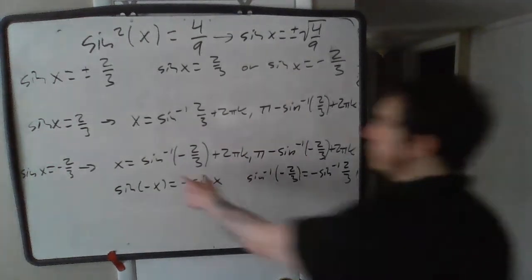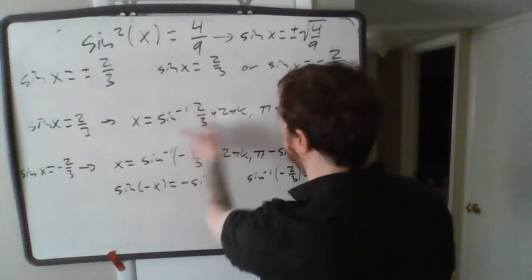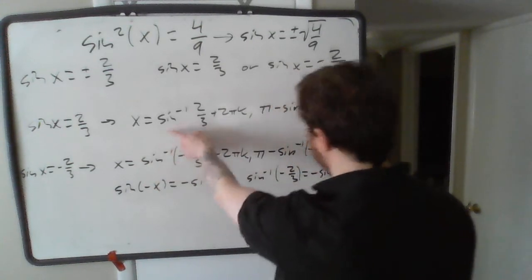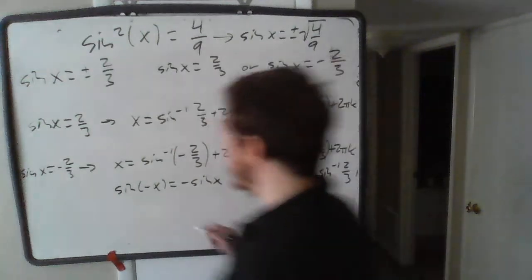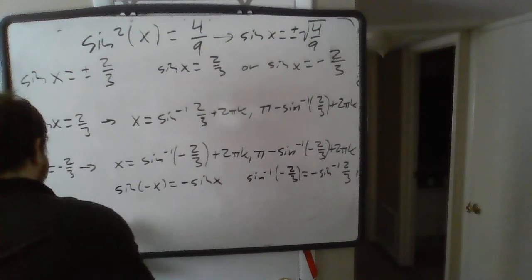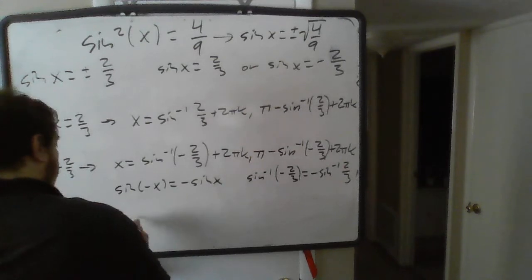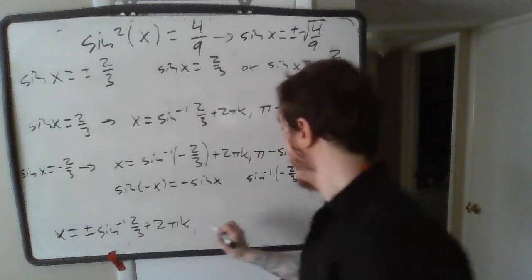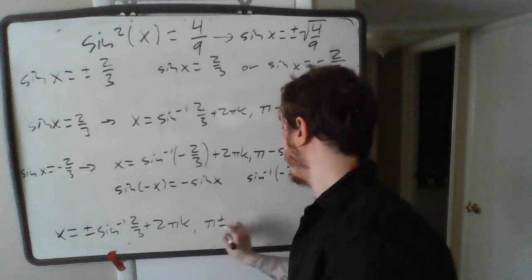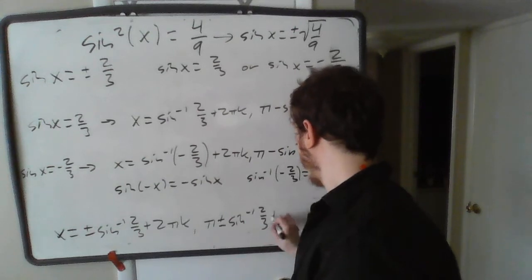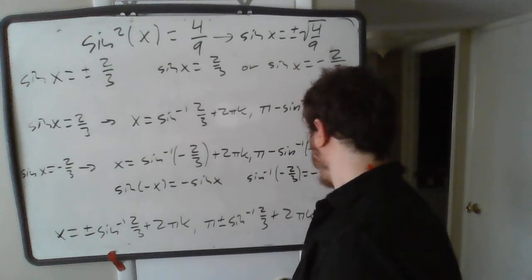So what does that mean? Well, that means that these are all really the same thing, except this one has a negative out front of the sine inverse. So we can really consolidate our answers into x is equal to plus or minus sine inverse of 2/3 plus 2 pi k, or pi plus or minus sine inverse of 2/3 plus 2 pi k.